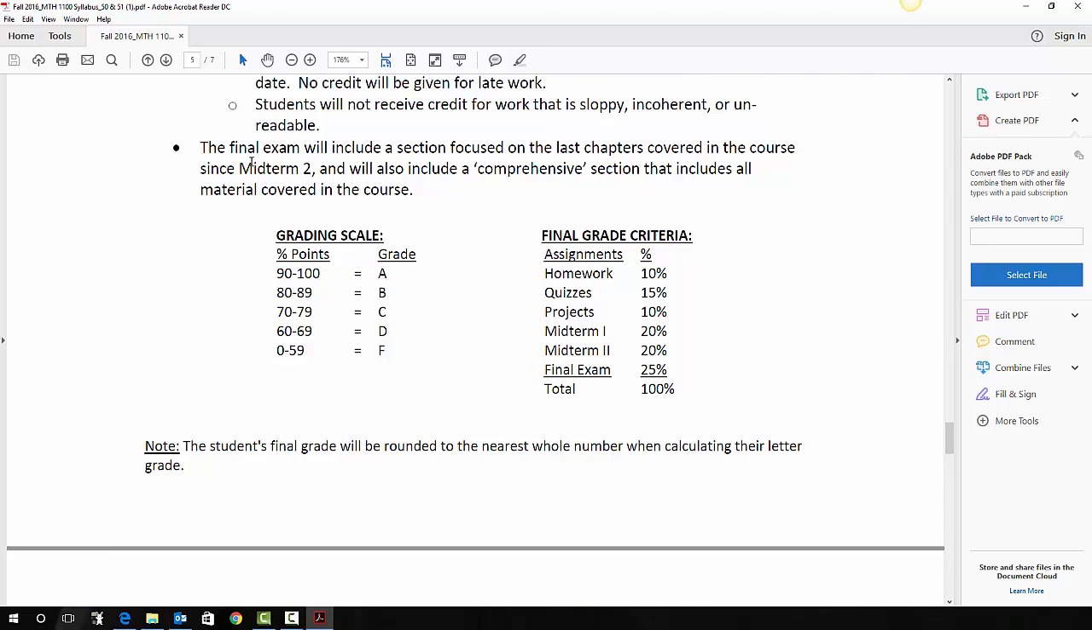And then here's just listing, the final exam will include a section focused on the last chapters covered in the course, so chapters 6 and 7, and then also this comprehensive section that I had talked about before.